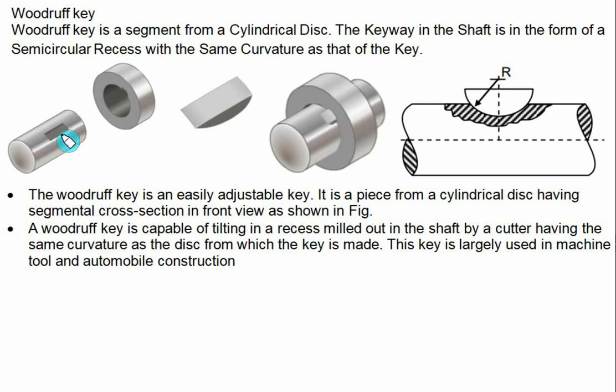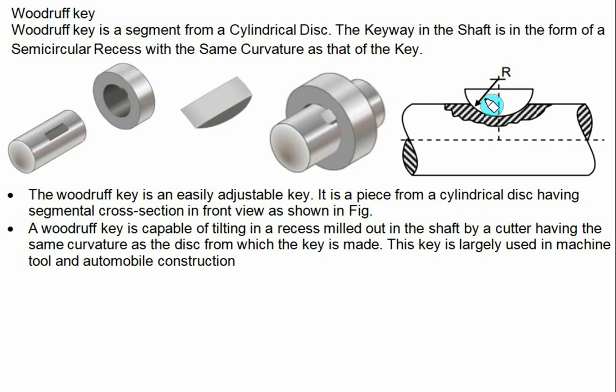So the keyway is made here of the same shape, that is, a cylindrical type of disc. A semicircular recess is made, then the key is inserted and the hub is then inserted. Finally we get the assembly. The two-dimensional figure you can visualize here. We have a semicircular disc of radius equal to r. Now this key is an easily adjustable key, and it is a piece from a cylindrical disc having a segmental cross section that you can visualize in this figure.